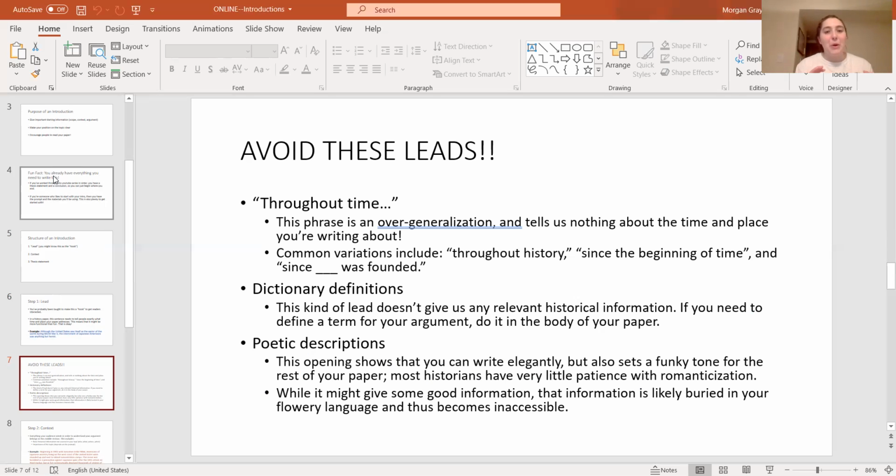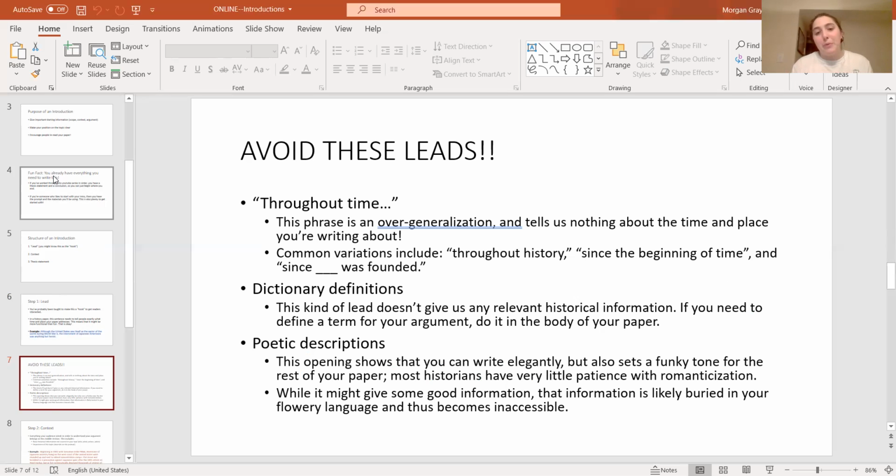But it does set a funky tone for a history paper sometimes because most historians don't really appreciate romanticization. We are taught as graduate students and throughout our undergrads not to make things sound better than they are. Historians are very cynical, pragmatic, to-the-point people in general. So if you're writing for a history professor and you start to wax eloquent about the beauty of the American countryside, that might set a bit of a weird tone. It might set them a little bit on edge unless they specifically asked you to do it.